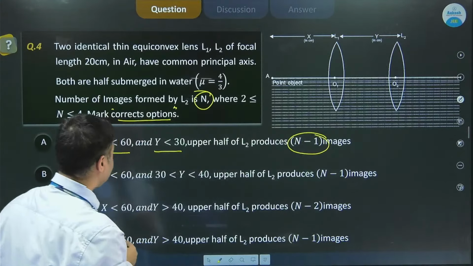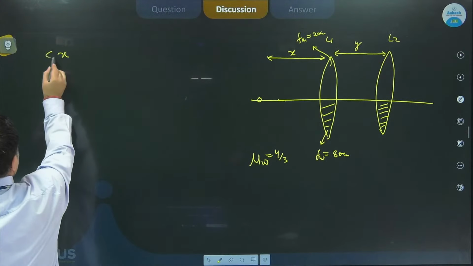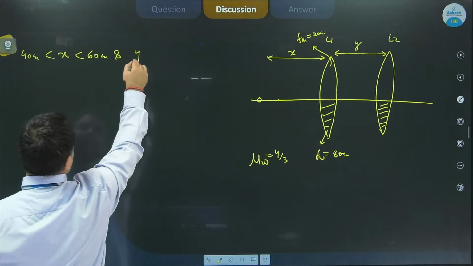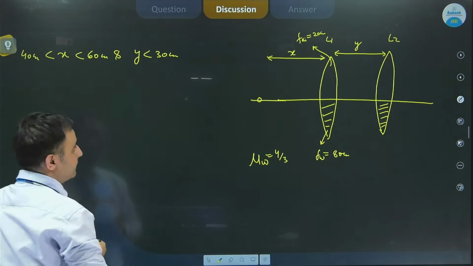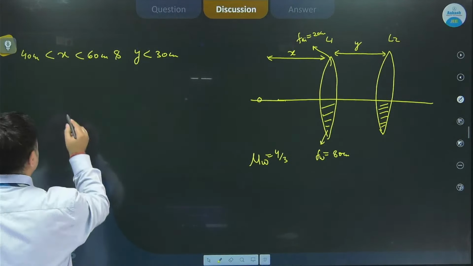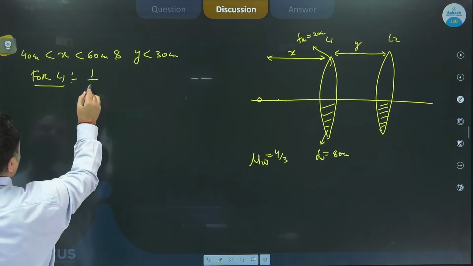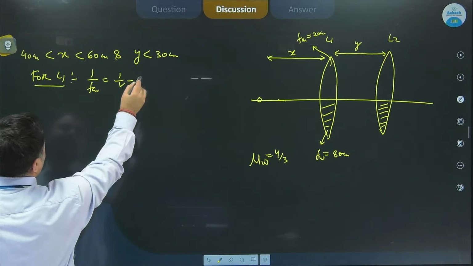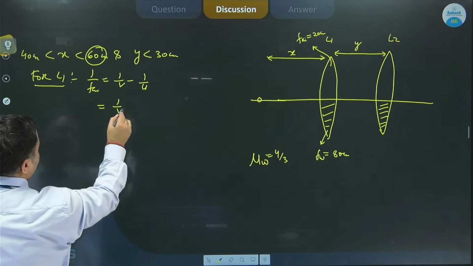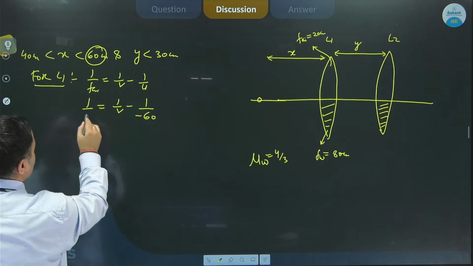All right, ये हमको check करना पड़ेगा. So for x lying between 40 centimeter to 60 centimeter and y less than 30 centimeter, first of all यहाँ से निकलने वाली रे L1 से strike होंगी. So for air part of L1, 1 by F air is equal to 1 by V minus 1 by U. Now I am checking for limiting case. So 1 by V minus 1 by U minus 60, 1 by F air is given 20.